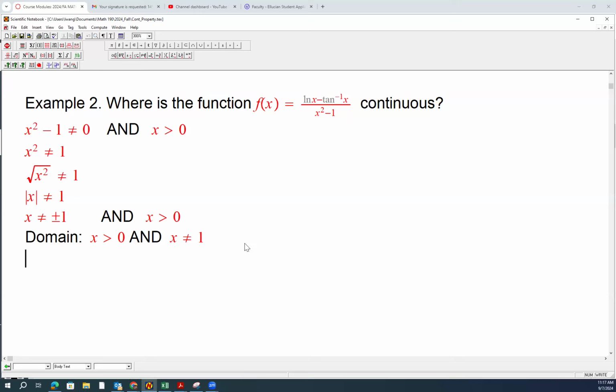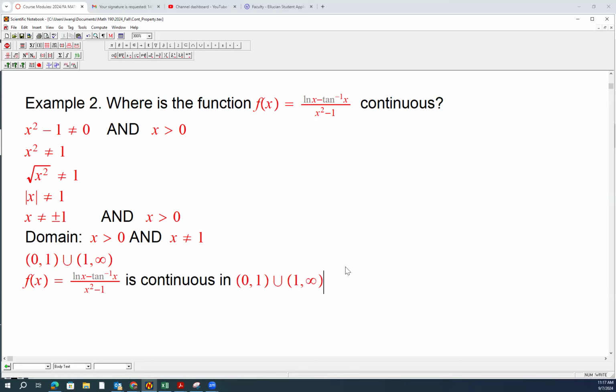So this will lead us to the following intervals. One interval would be 0 to 1, and the other interval would be 1 to positive infinity. So that's where this function is going to be continuous. So we can say this function is continuous, when we have an open interval like this, in these two intervals. All right, so that's example number 2.